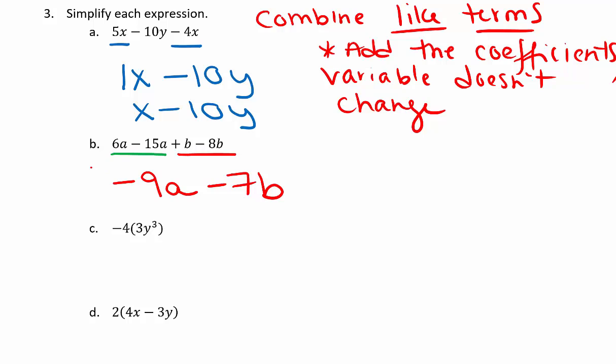Now we can multiply things that are different. We don't need to have like terms to do multiplication. With multiplication, you can multiply in any order you want. Negative 4 times 3y cubed is a product of three things. To do that multiplication, you just multiply the negative 4 times the 3, and that gives you negative 12y cubed.